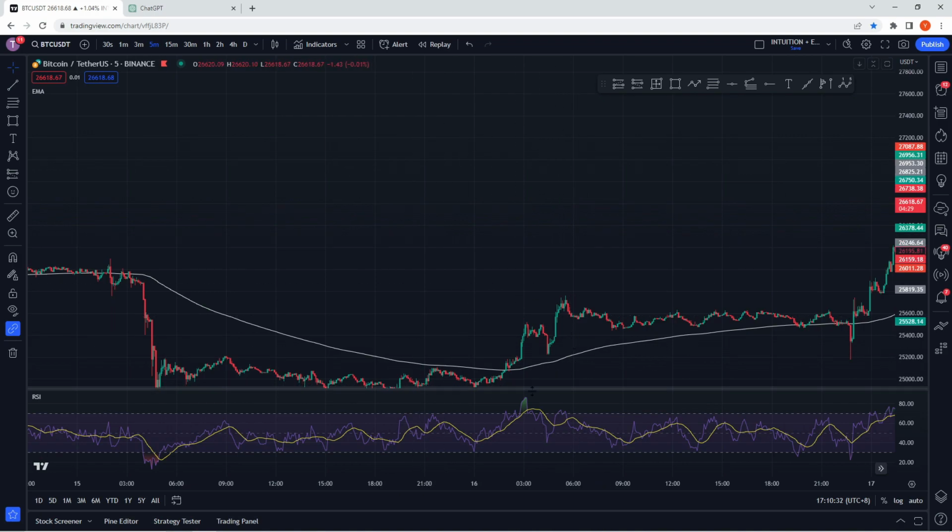But other than that, you can see that it's just basically very few entries, but it is quite accurate, if I say so myself. So I can try to tweak the strategy.